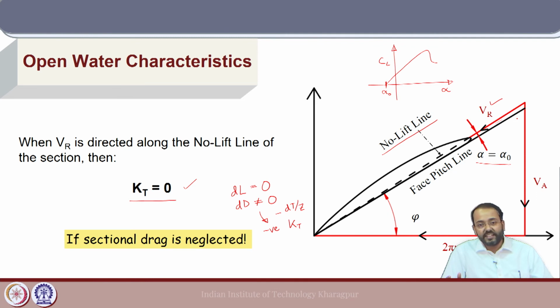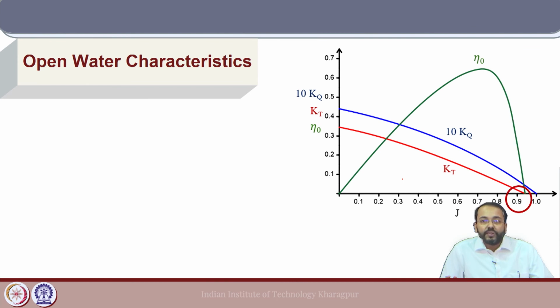in a realistic scenario. Okay. So, if we do not consider drag, then VR is aligned with the no lift line for kT equal to 0. If we consider drag, the angle should be slightly lower because of the effect of drag and lift cancelling each other. Okay.